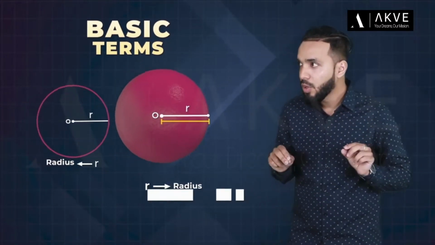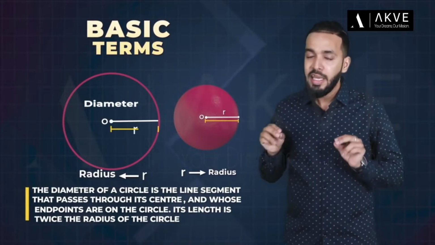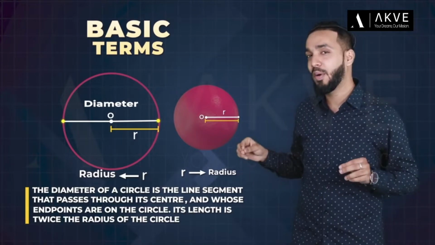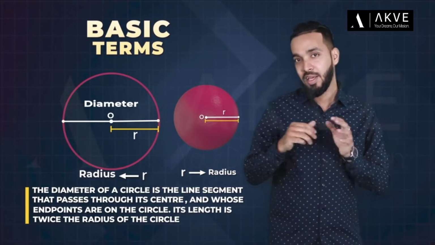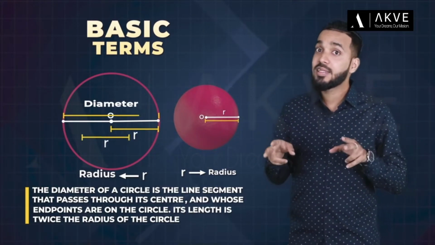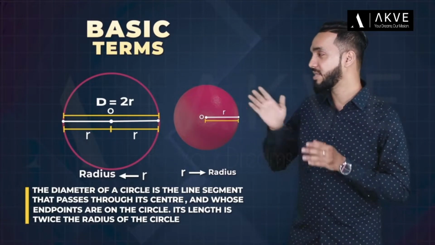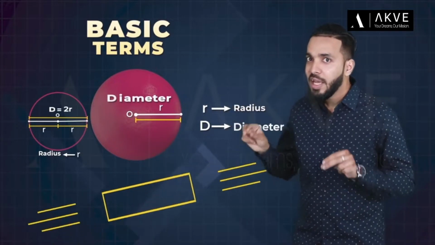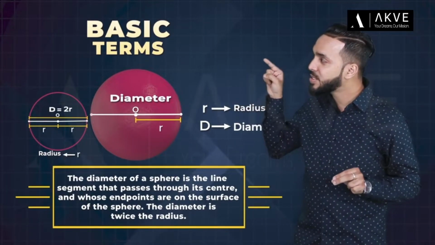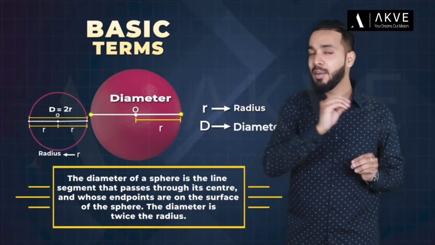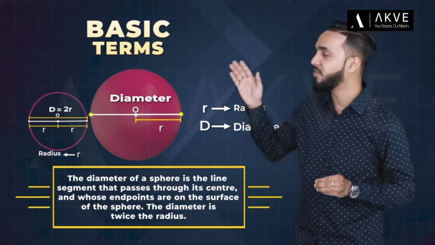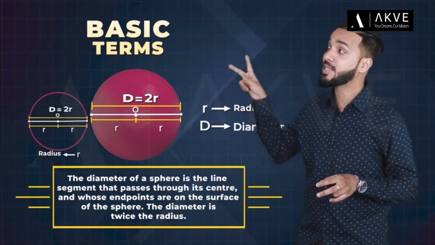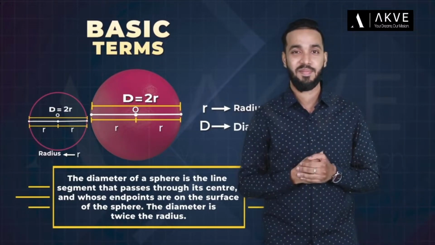Now, we know that the diameter of a circle is just the line segment that passes through its center and whose endpoints are on the circle. And its length is twice the radius of the circle. Quite similarly, the diameter of a sphere is just the line segment that passes through its center and whose endpoints are on the surface of the sphere. Here too, the diameter is twice the radius.